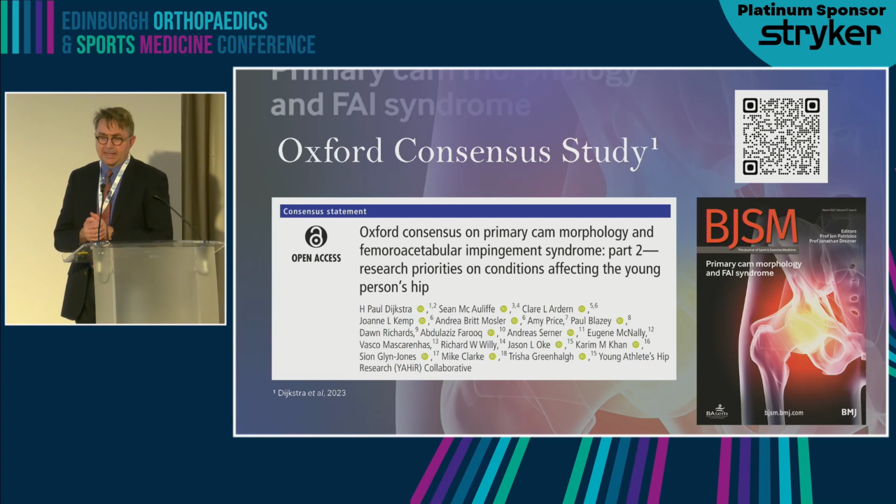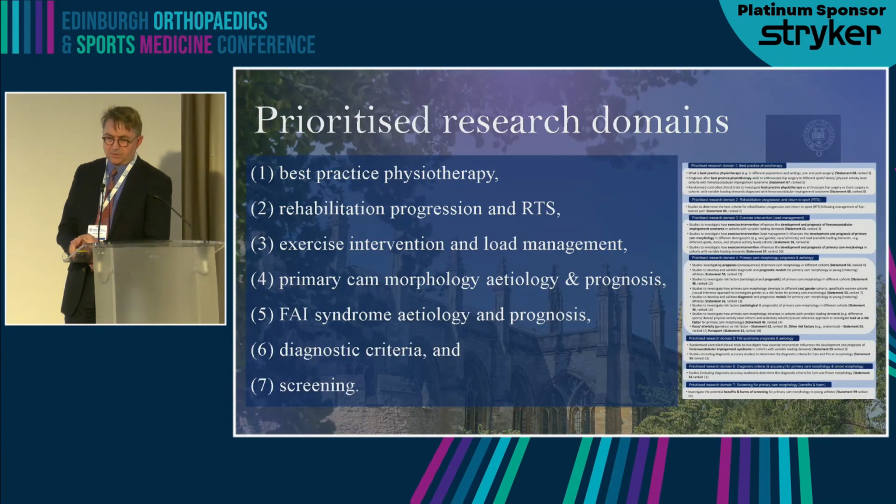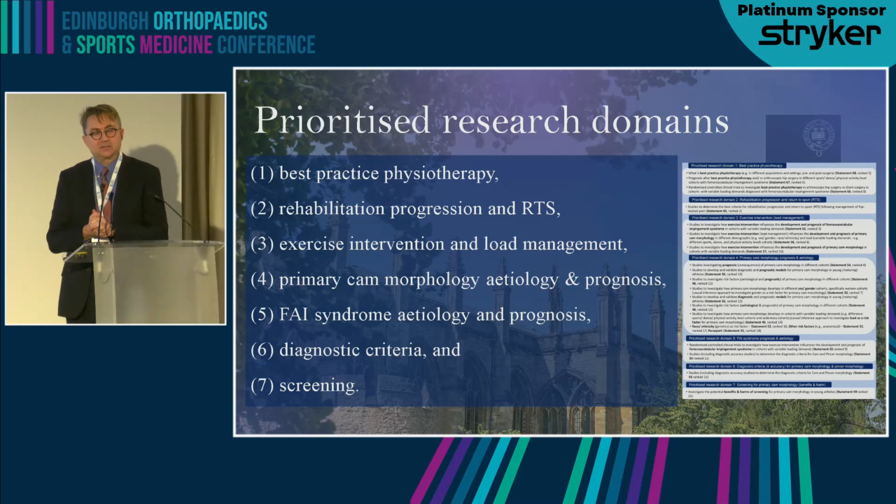So the Oxford Consensus Study Part 2 was an important project for the YAHIR Collaborative to prioritize and rank where we should go with research in this community. This was published earlier this year, and there's the QR code if you want to download. It's open access, published in the British Journal of Sports Medicine. And we ranked 18 research statements and combined those statements in 7 important research domains.